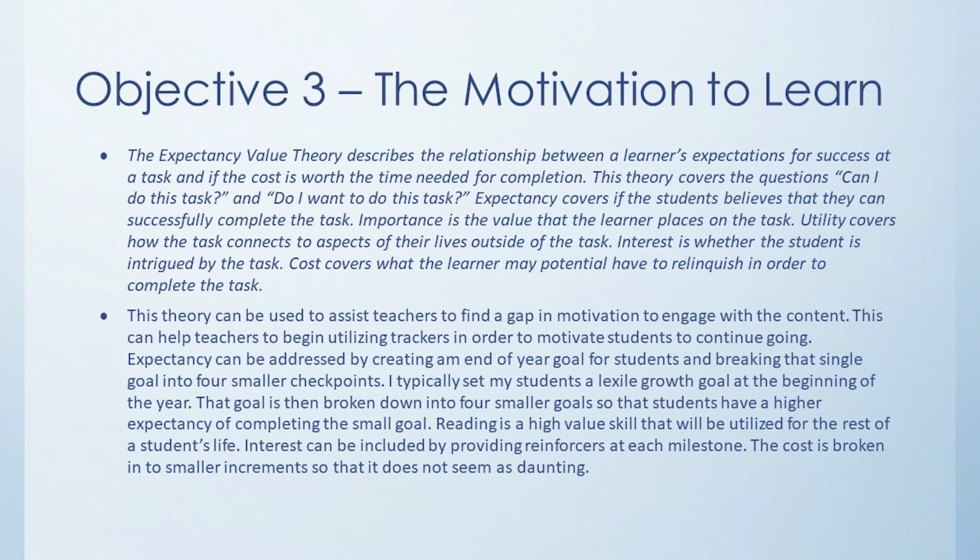Importance is the value that the learner places on the task. Utility covers how the task connects to an aspect of their lives outside of the task. And interest is whether the student is intrigued by the task. Cost covers what the learner may potentially have to relinquish in order to complete the task.